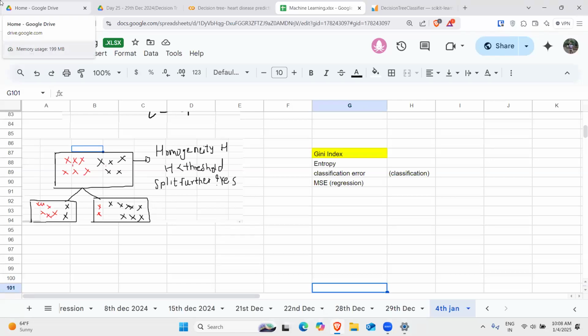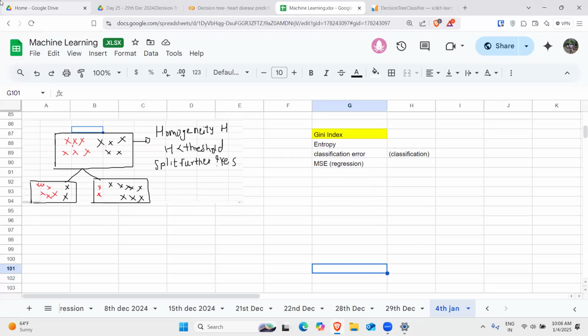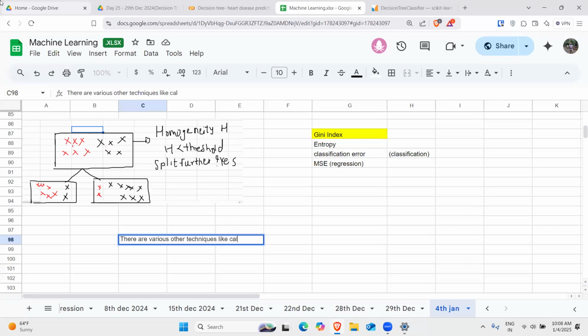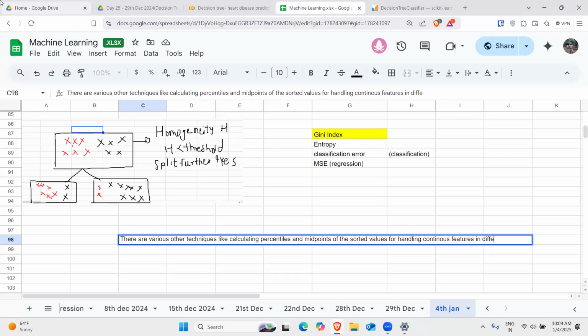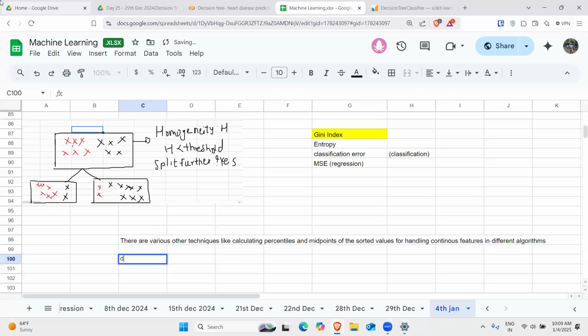So there are various other techniques, like calculating percentiles and midpoints of the sorted values for handling continuous features in different algorithms. This process is known as discretization, even though it is beyond the scope of this entire syllabus. But I'll put a point where you can explore this further. If you are interested, you can go and explore this concept of discretization.